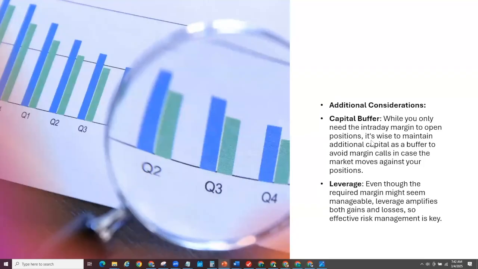Okay. So additional considerations is a buffer. You know, when you trade, you do want a buffer. While you only need the intraday margin to open positions, it's wise to maintain additional capital as a buffer to avoid margin calls, and in case the market moves against your positions, because it will move against you. You're not going to win every trade.